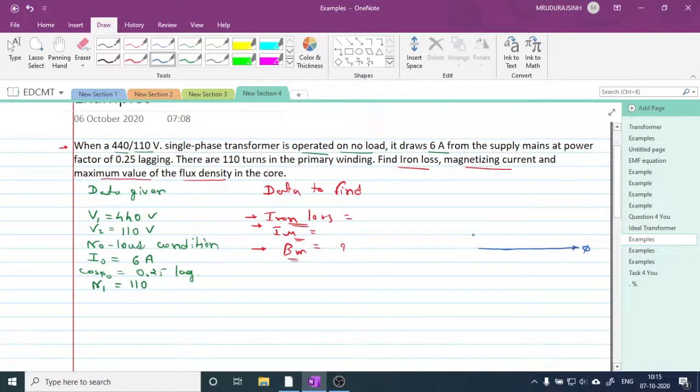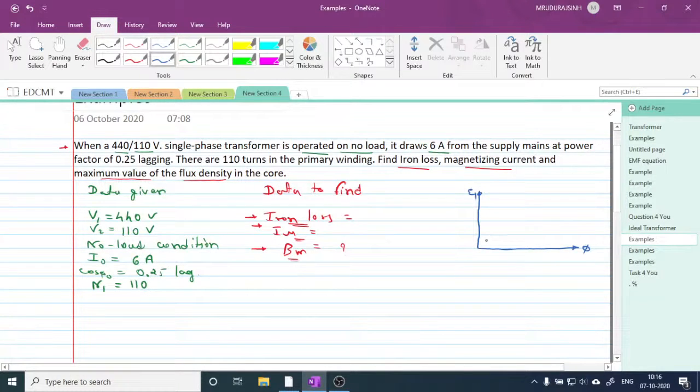So this is the flux, right? On the vertical axis we will draw the E1. Why it is like this, we have already studied in our previous session. So right now I am not going deep into why it is 90 degrees and all that. Here we'll consider that this is the flux phi, and this is the E1.